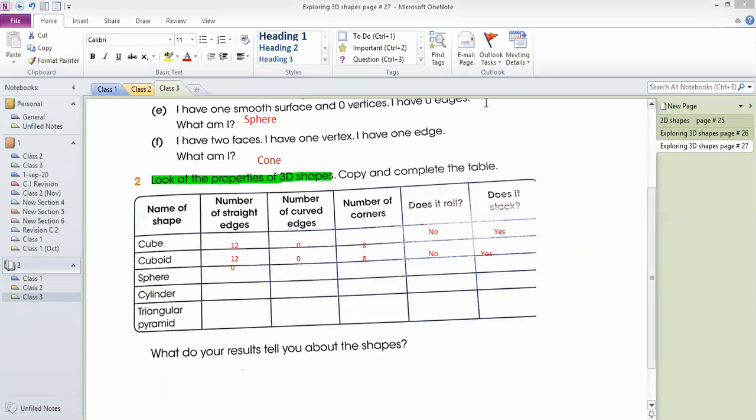Very good. Those who said answer zero, they were right. But many of the students made a mistake and said the answer is one. But the answer is not one. The answer is zero. Write zero here. Number of corners in a sphere, guys? Tell me number of corners. Zero. Very good. Write zero. Number of corners, zero.